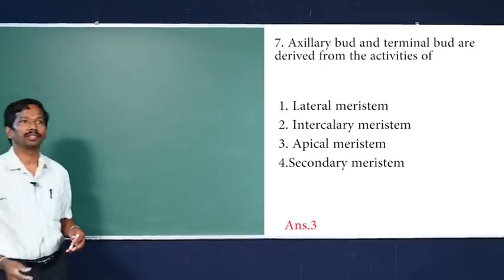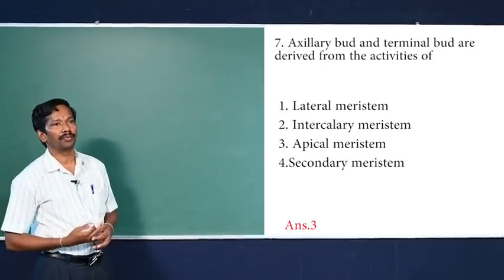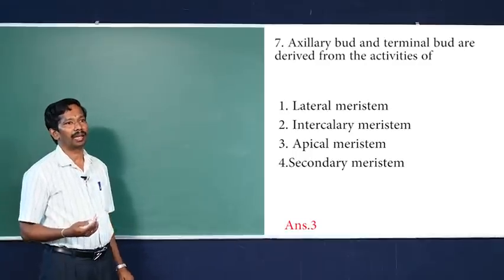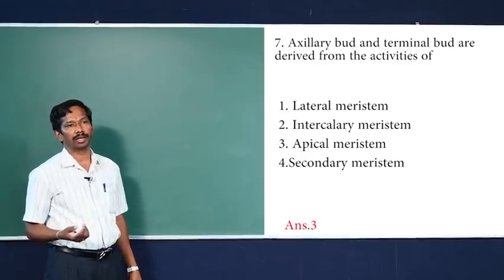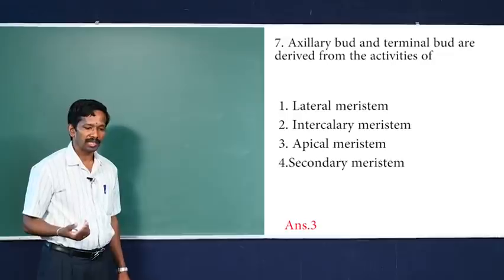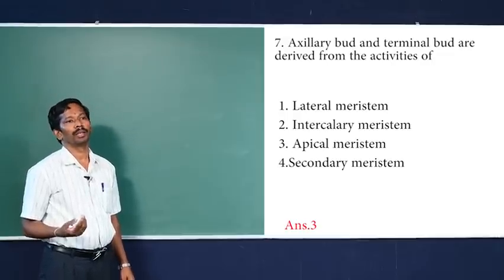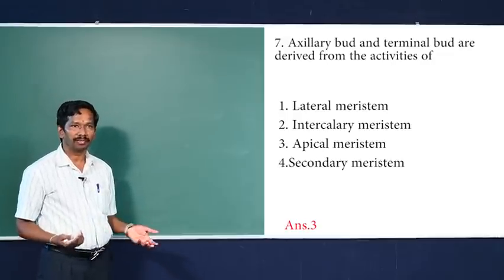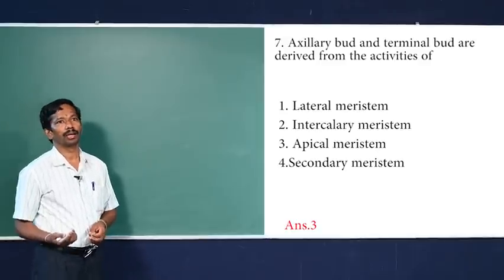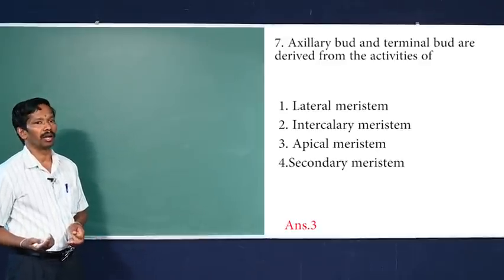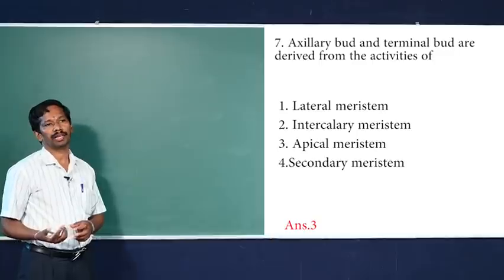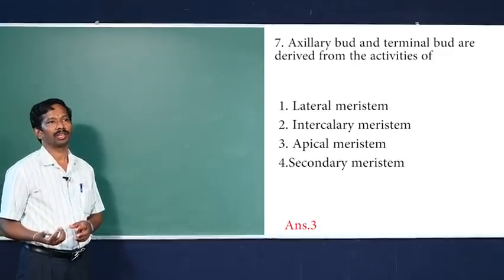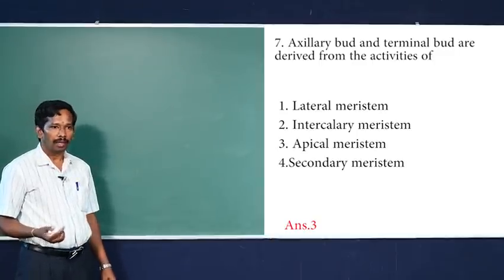Next question. Axillary bud and terminal bud are derived from the activity of apical meristem, as already explained earlier. In the classification of meristem based on position, apical meristem is responsible for axillary bud as well as terminal bud, so that they will be responsible for elongation of the stem in the plant body. So the answer is 3 for question number 7.